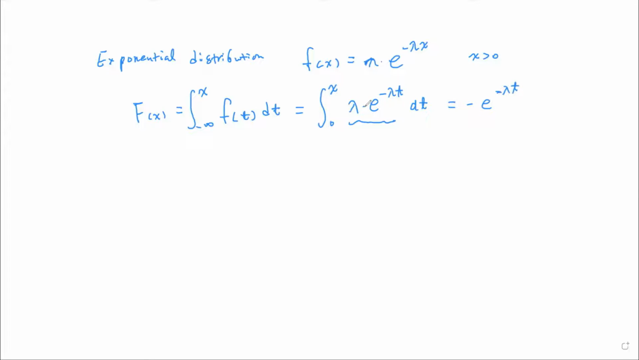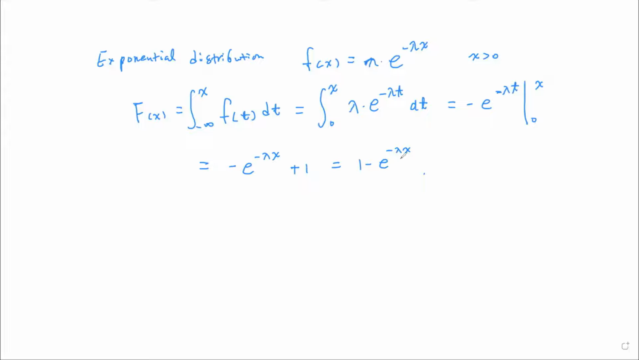Again, if you don't see that, put the negative sign here and the negative sign outside, and this will be the entire derivative. The derivative of that is e to the negative lambda t, but then you have a negative sign here, you need to keep it. All right, then you evaluate it from 0 to x, and you have negative e to the negative lambda x, minus minus becomes positive, so it's 1 minus e to the negative lambda x.